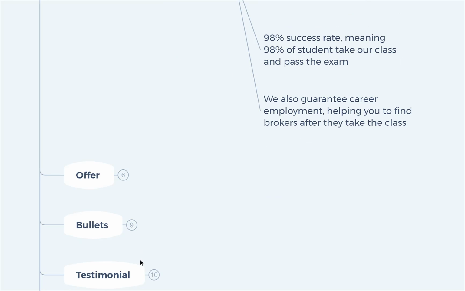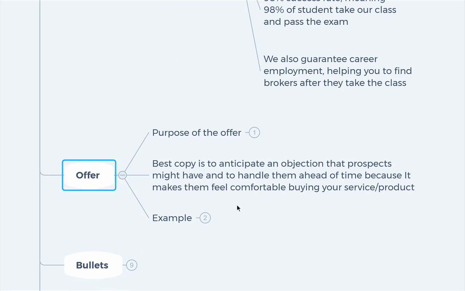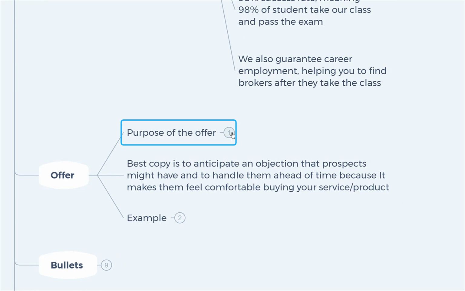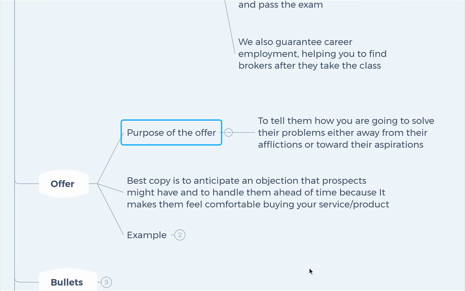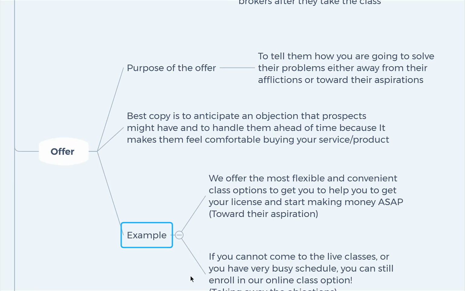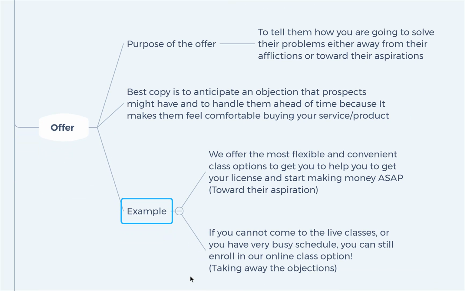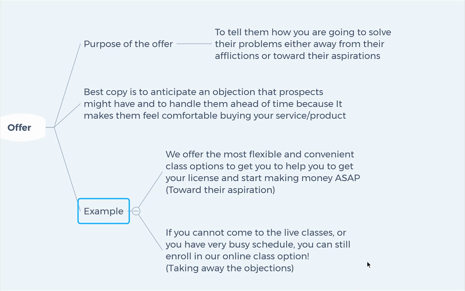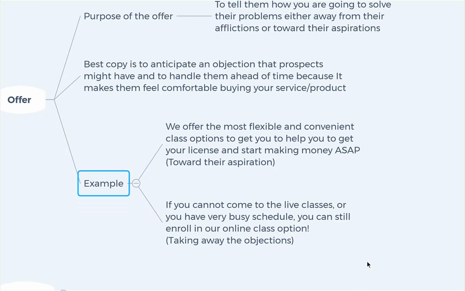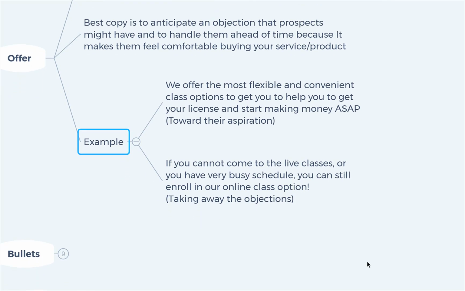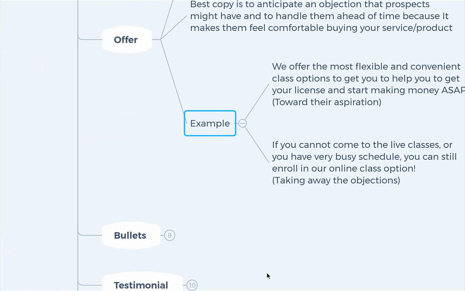And after you establish the credibility, you are making an offer by telling them how you are going to solve their problem. Make sure to remember that the best copy is to anticipate the objections that prospects might have and to handle them ahead of time. It makes them feel comfortable. For example, we offer the most flexible and convenient class options to help you become successful as soon as possible. If you cannot come to the live classes or you have a very busy schedule, enroll in our online class options, which takes away their objections.